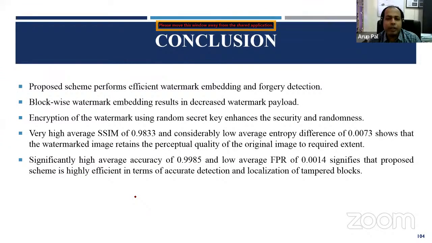So then what is the conclusion? The proposed scheme performs efficient watermark embedding and forgery detection. Blockwise watermark embedding decreases the watermark payload, with encryption of the watermark using a random secret. It has high structural similarity values and also a high PSNR value, with significant accuracy and a low false positive rate in this process.